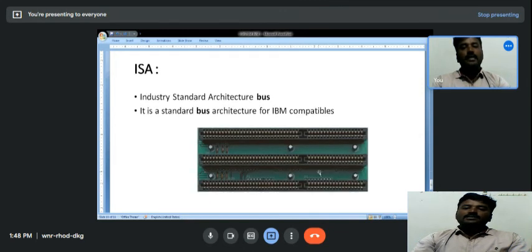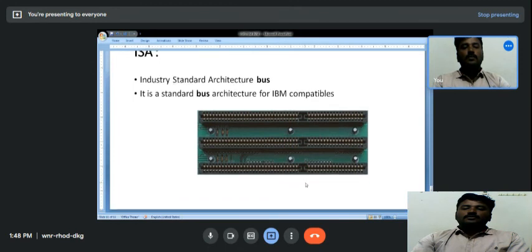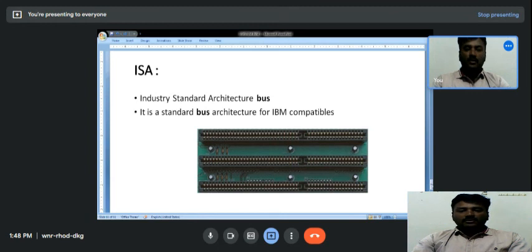Next one is ISA, Industry Standard Architecture Bus. It is a standard bus architecture for data transmission or address transmission. It was first initiated by IBM, International Business Machines, for its own computer components. So it is a standard bus used for IBM compatible machines. These are all the different types of buses we have seen so far.